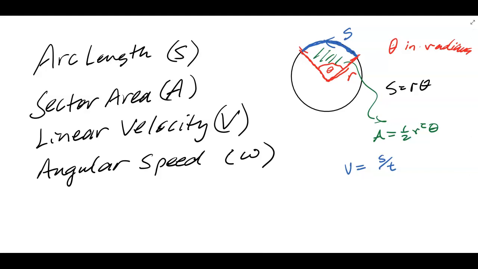It's just like velocity on a car. And then how fast the angle is changing is going to be the angular speed. That's theta divided by time. Theta, also radians. All these are in radians, okay?